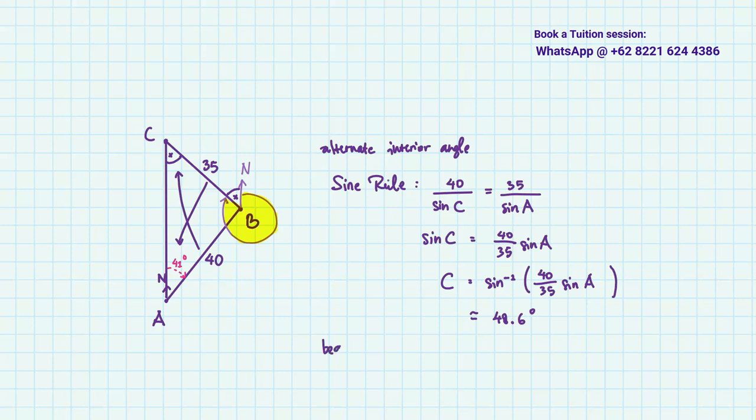So the bearing of C from B is the whole one turn, 360 degrees, minus this angle, the X angle, which is the alternate interior angle of angle C. Okay, so it's just 360 degrees minus 48.6 degrees. And as usual, a bearing is always a 3-digit number. So I'm going to round it off to a 3-digit number. Then we're going to have 311 degrees. Okay, so that's about it for this question.